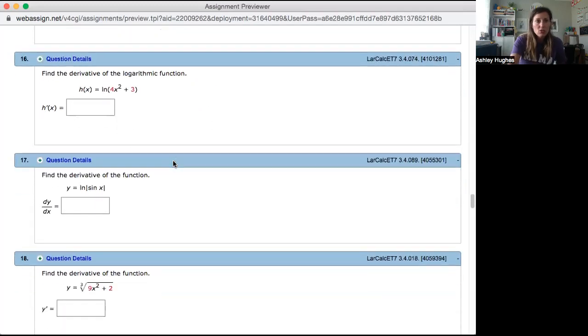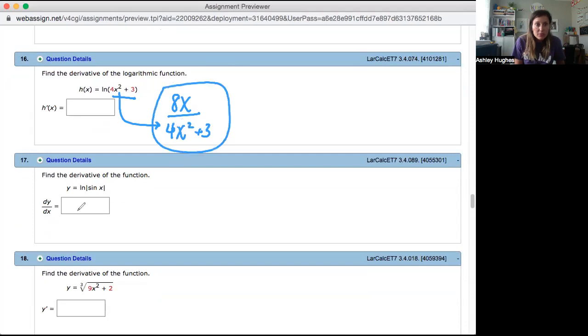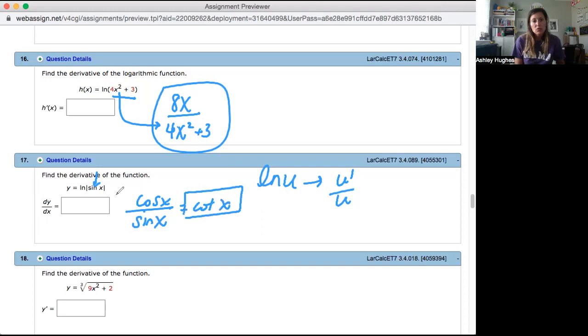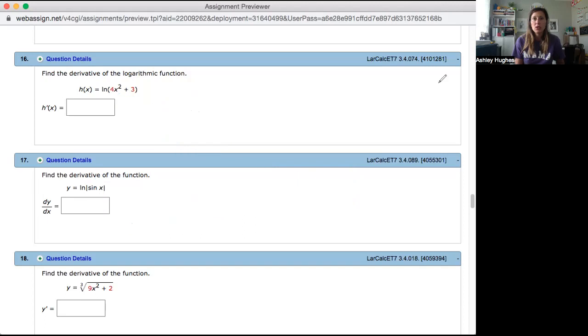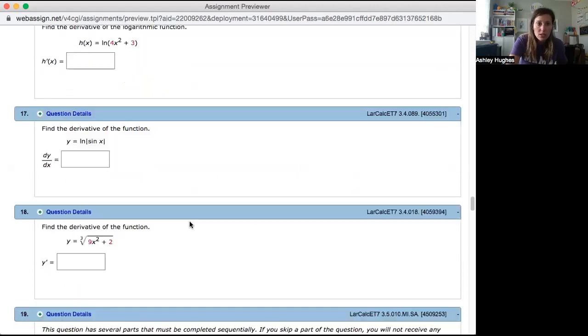This one, the derivative of natural log is u prime over u. So we have derivative of this, which would be 8x over this, 4x squared plus 3. Derivative of natural log, again, when you have natural log of something, it's the derivative of u over u. So the derivative of sine is cosine, put it over sine, and cosine over sine is actually cotangent. And if you have trouble remembering all those trig identities from pre-calculus, I do have a video over that as well that you can look at.